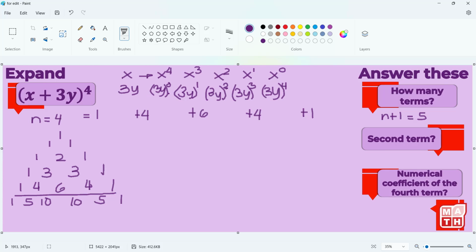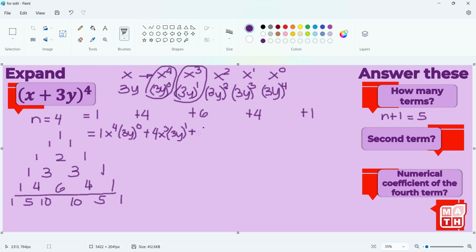What are the uses of these coefficients? Each of this pair will be paired with the coefficient in our Pascal's triangle. Hence, we'll have here 1 times x to the power of 4 times 3y raised to the power of 0. This is the entire first term. Not yet simplified, but this is the entire first term. Okay? Next, plus 4. The next pair is this. Okay? So we have x cubed times 3y raised to the power of 1.